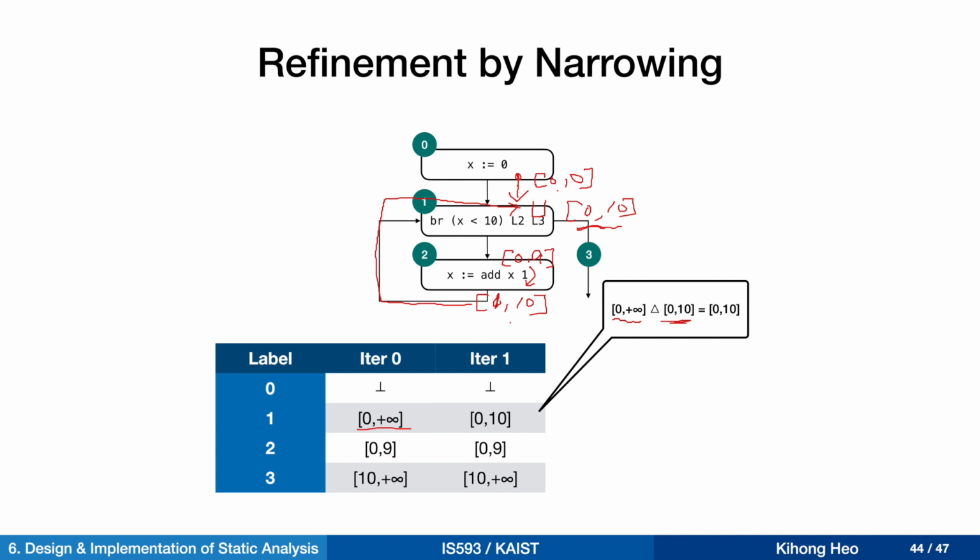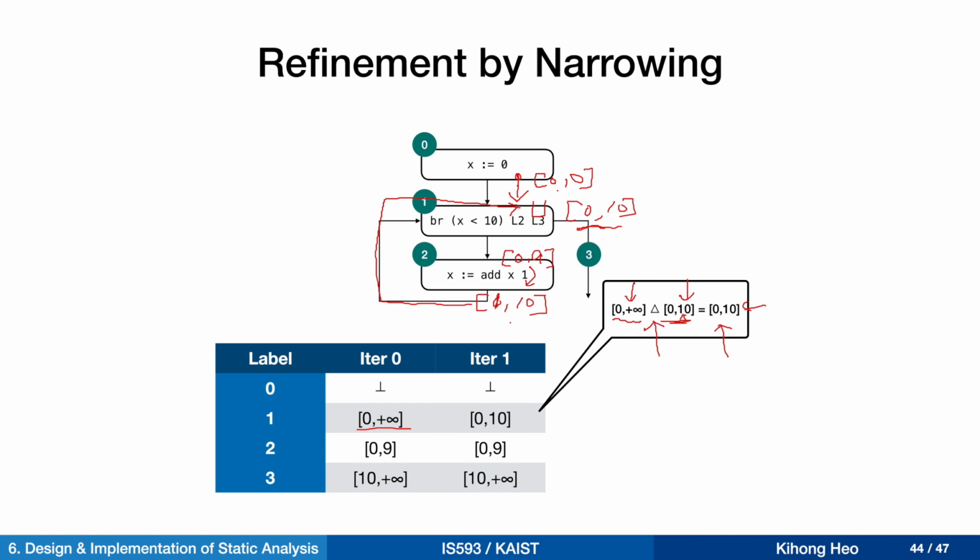Then we apply narrowing for these two abstract values. What is the result? According to the definition of our narrowing operator, the result becomes 0 to 10, because the old upper bound was infinity and the new upper bound is a finite number. Then we take the finite number. That is our definition, right? So after applying narrowing, the outcome will be 0 to 10 here.